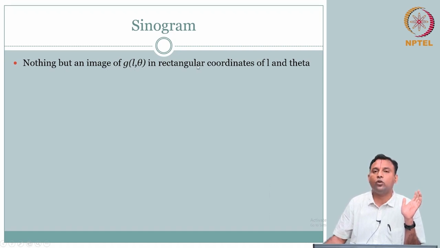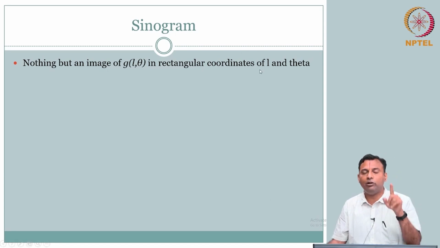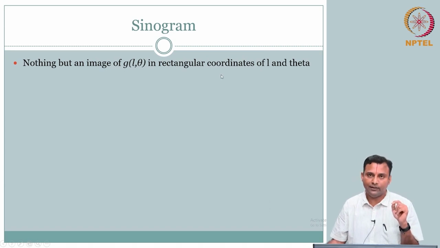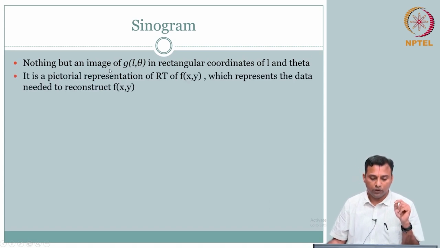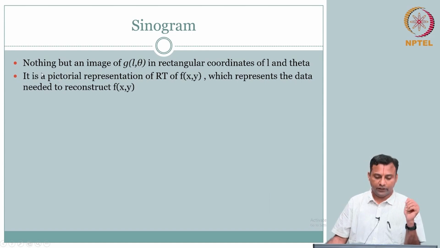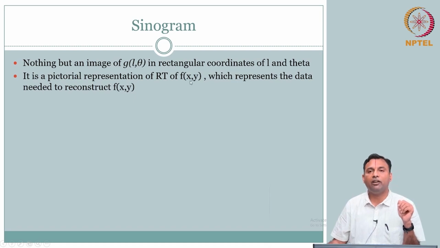in rectangular coordinates. Rectangular coordinates means you have two axes. One will be your L, the other will be your theta. Okay. So, it is a pictorial representation of your Radon transform of f of x comma y. This is the data that we have collected, this is the raw data.